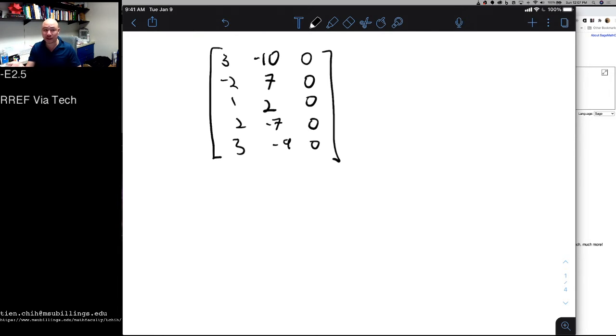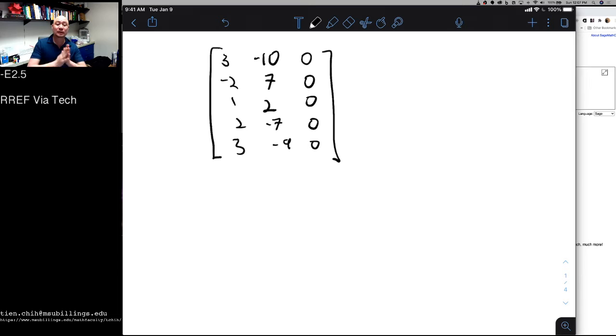what you may have noticed as you found the reduced row echelon forms in E2 was that the process of going through that method to some extent feels mechanical. And whenever there's a process that feels mechanical, it should be done by machines. And so in this video, we're going to use technology to find the reduced row echelon forms of these matrices.